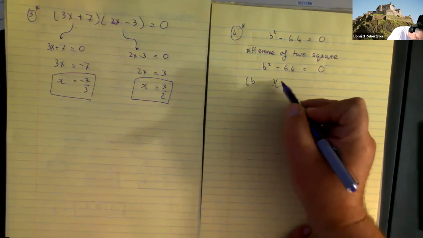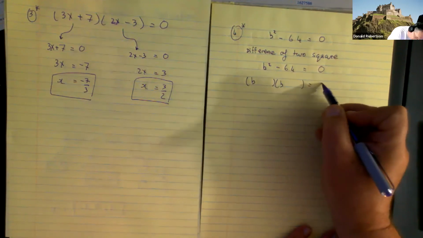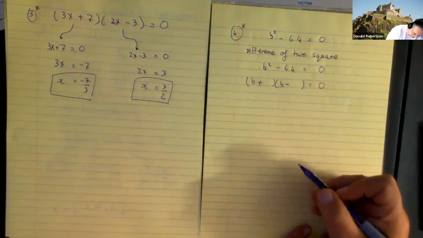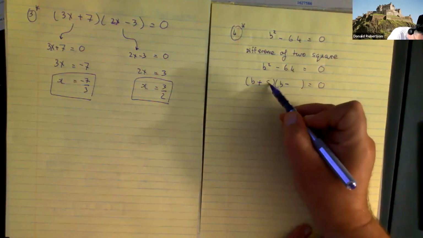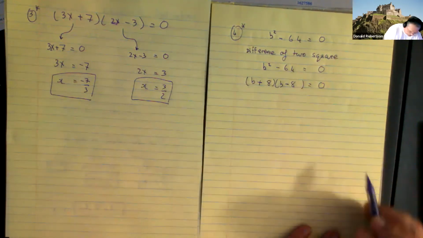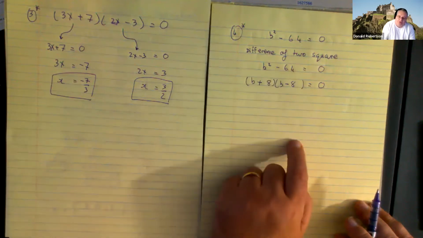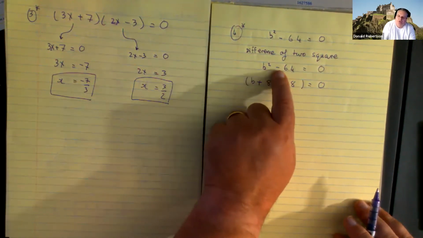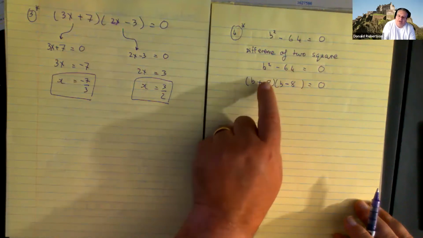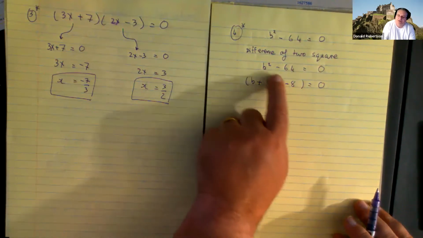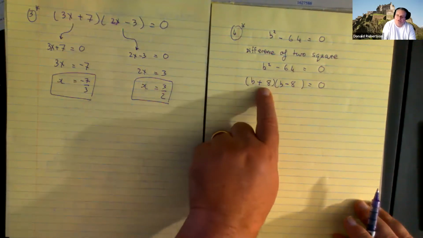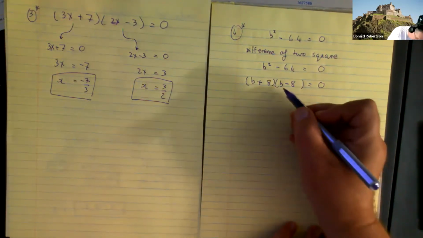Your solution has this formula. It's (b plus 8)(b take away 8), since 64 is 8 squared. If it was b squared take away 25, it'd be plus 5 and minus 5. If it was b squared take away 9, it'd be plus 3 and negative 3. If it was b squared take away 1, it'd be (b plus 1)(b take away 1).